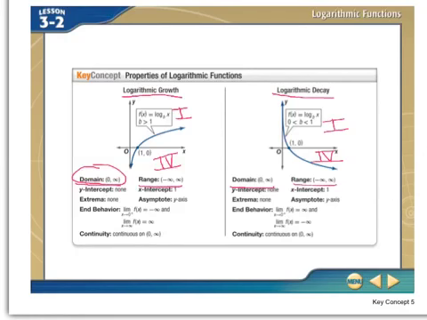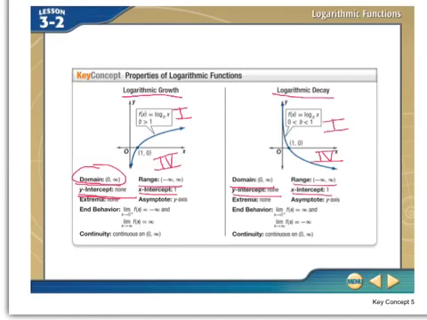Going back to logarithmic growth here, and for logarithmic decay, both functions have a y-intercept, never, because the y-axis is our vertical asymptote. Same with a logarithmic decay function. Both functions have an x-intercept at (1, 0). They cross the x-axis at 1.